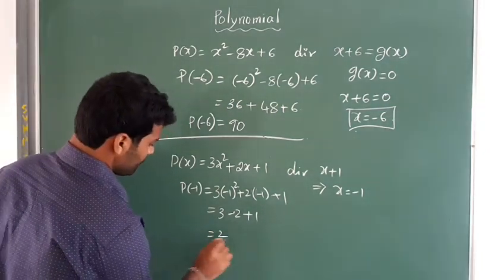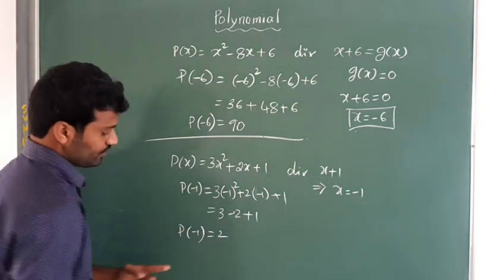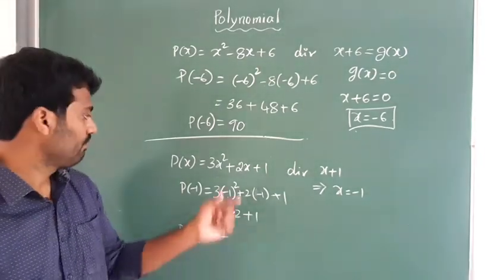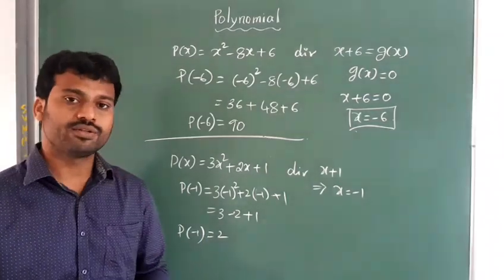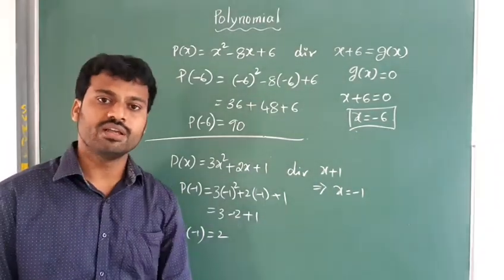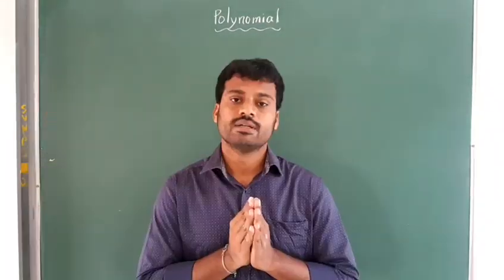Okay. So the answer is what? 2. So remainder will be 2. When this polynomial is divided by x plus 1, then remainder will be 2. If you want, you can go with the division method also.